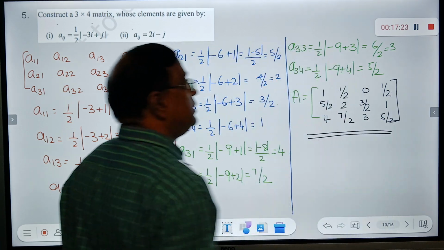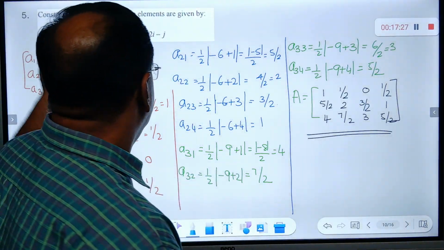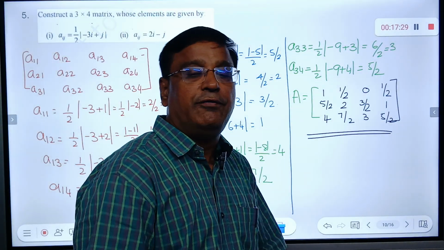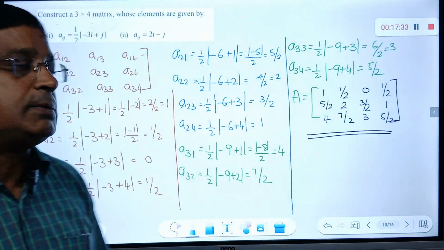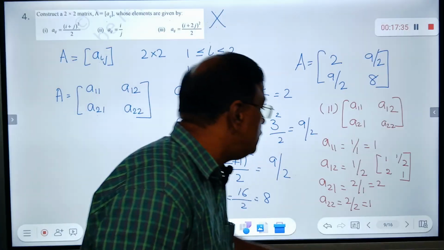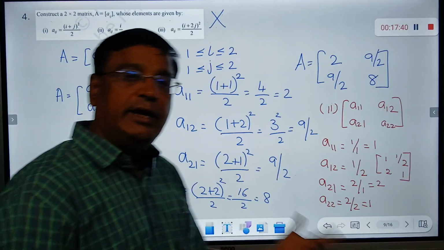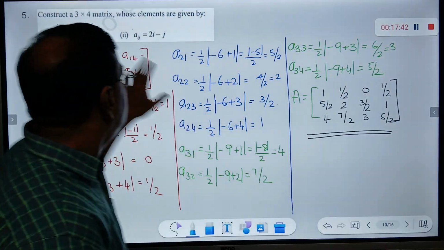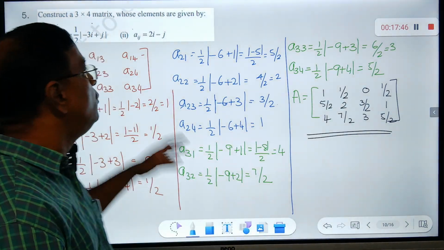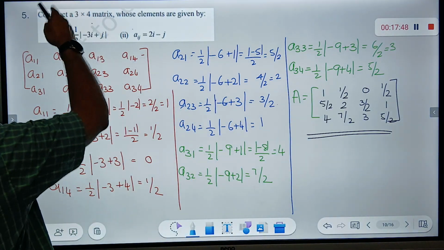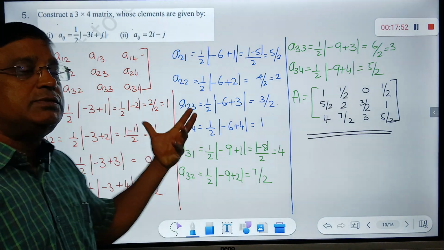That completes the problem. See, the moment it becomes 3 by 4 and the order becomes big, then the calculation difficulty level is increased only by the length, not the concept. Conceptually, if you have understood how to construct a 2 by 2 matrix, you should be able to construct a matrix of any order. The only problem here is, since it is 3 by 4, you have to do a lot of calculation. You have to do it for 12 elements. Just imagine if it is 3 by 5 or 3 by 7. But the concept is very simple.